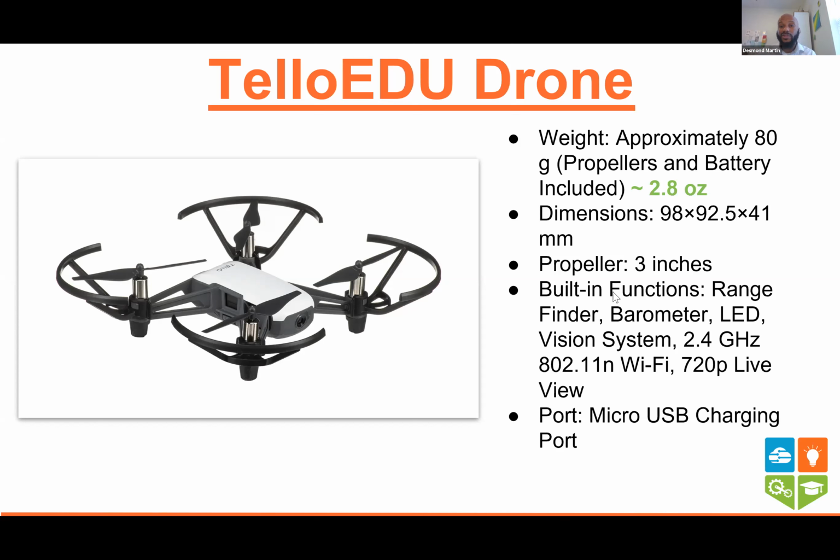It's not a huge drone. It's 98 by 92 by 41 millimeters, just about 4 inches by 4 inches. So not the biggest drone in the world at all. Think about maybe a small dinner plate or a baseball glove. Our propellers are 3 inches long. They're made out of flexible plastic. That's what I would say is the only consumable on our drone.